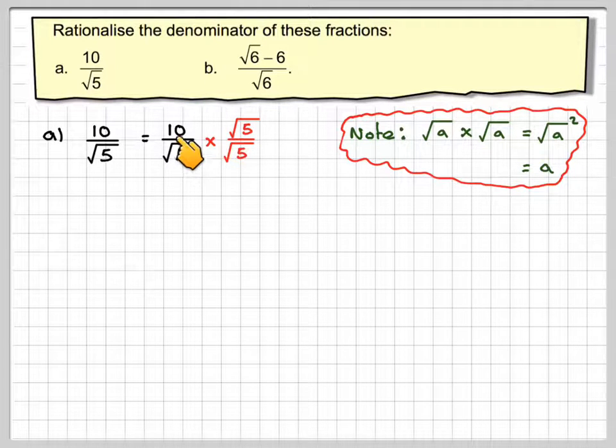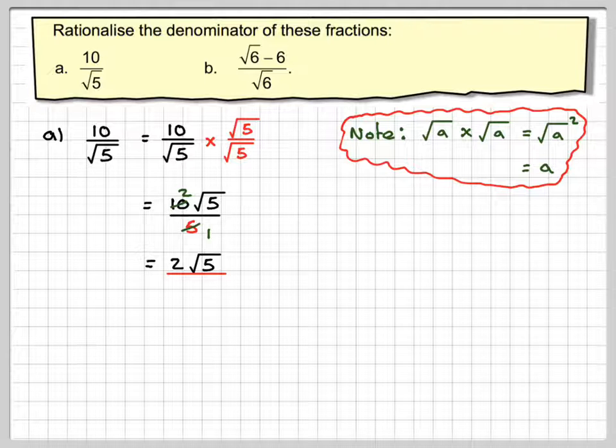So we get 10 times root 5 on top, and root 5 times root 5 just gives me 5. So therefore I got rid of the square root sign in the denominator, and then 10 times root 5, I just write as 10 root 5, but we notice now that 5 goes into 10 2 times, so we get an answer of 2 root 5.